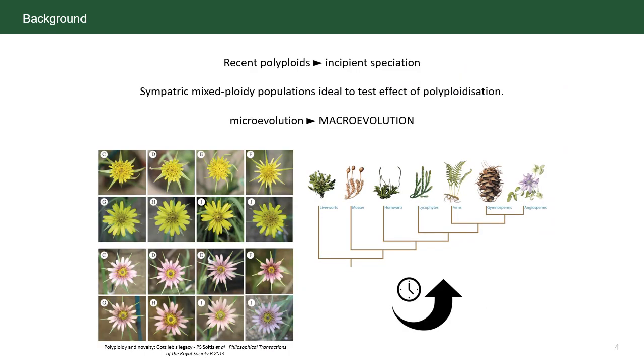Asteraceae are a good system in which to study evolution because they are particularly prone to polyploidization, and that is the doubling of the genome in each cell's nucleus. Recent polyploids can be seen as incipient species that can differentiate over time and become completely divergent, and especially sympatric mixed-ploidy populations are an ideal testing ground for the effect of polyploidization. These microevolutionary processes, played over long periods of time and over large scales, can at least in part help to explain the diversity of angiosperms that we observe today.